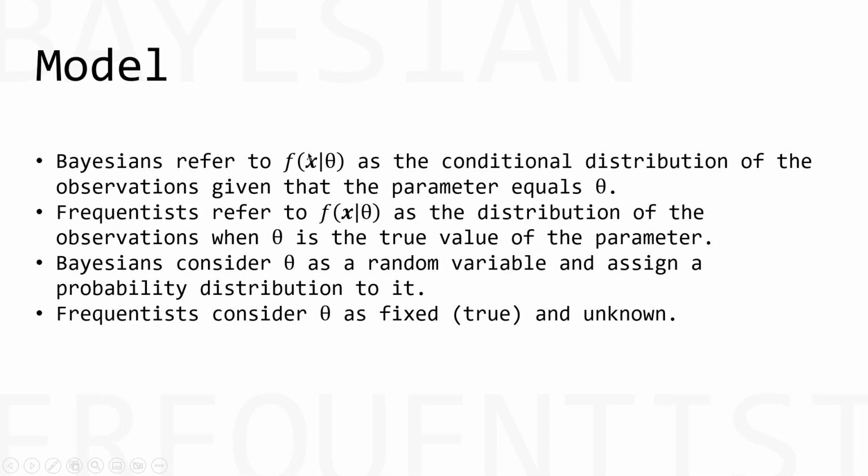So this f of x given theta is therefore the conditional distribution of x given that the parameter equals some value of theta, which is defined by, or affected by, the probability distribution of theta. These data generating functions f of x given theta look the same, but they are not the same thing for Bayesians and frequentists. Let's take a decision theoretical approach for comparing the Bayesian and the frequentist approaches.